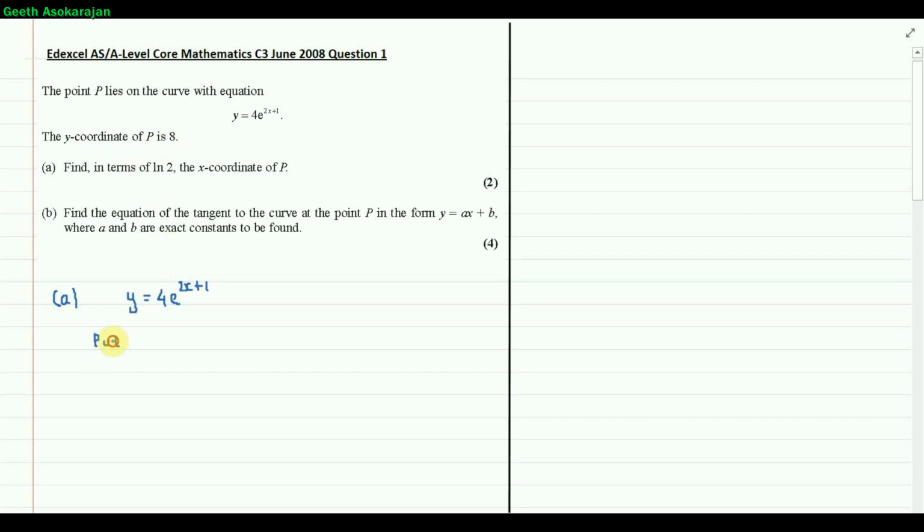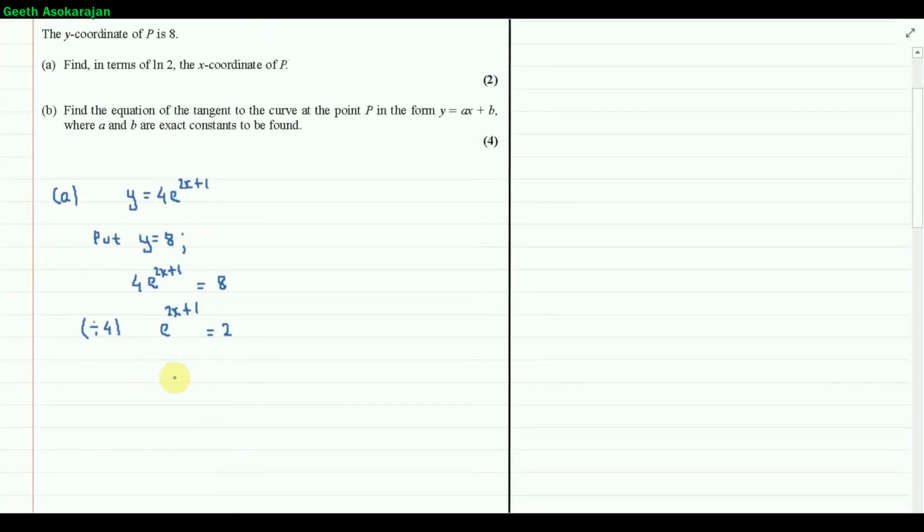So let me simply put y is equal to 8 into this curve equation. By doing so, we're going to have 4e to the 2x plus 1, and that is equal to y, which is 8. If I divide both sides by 4, we're going to have e to the power 2x plus 1 equal to 8 over 4, which is 2. Now, if you take ln's on both sides, you're going to have 2x plus 1 equal to ln2. And if you take the plus 1 to the right, 2x is going to be ln2 minus 1.